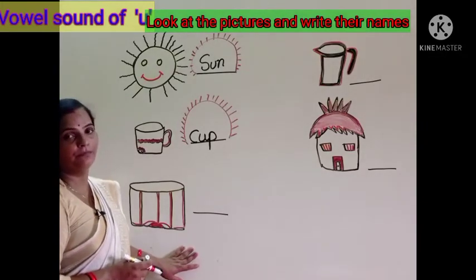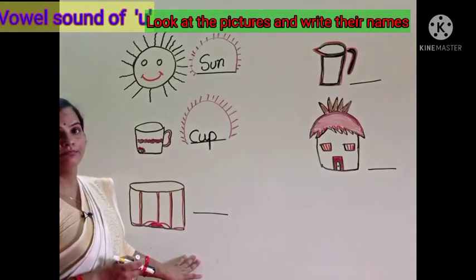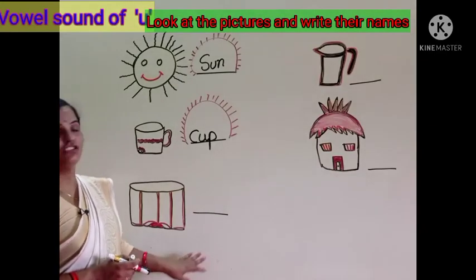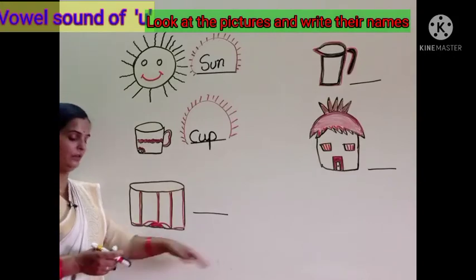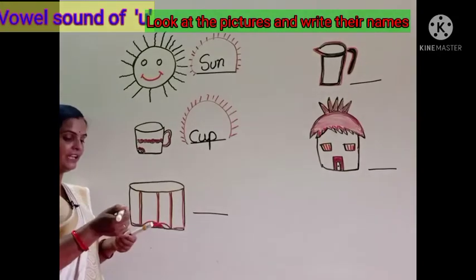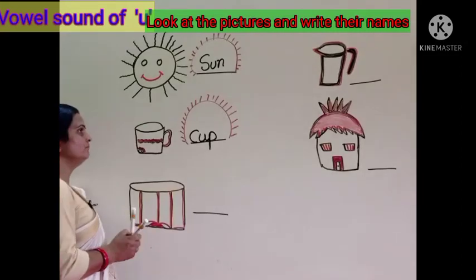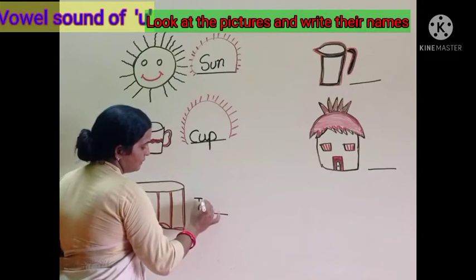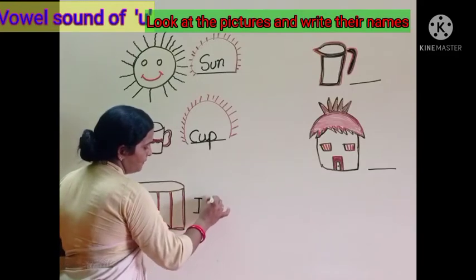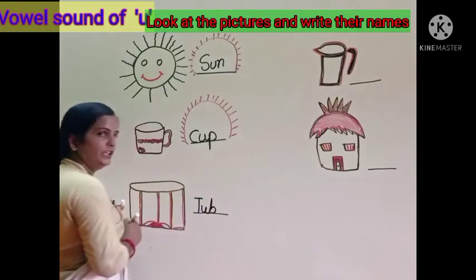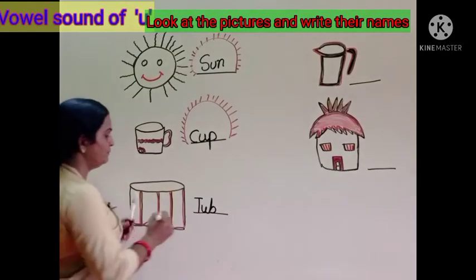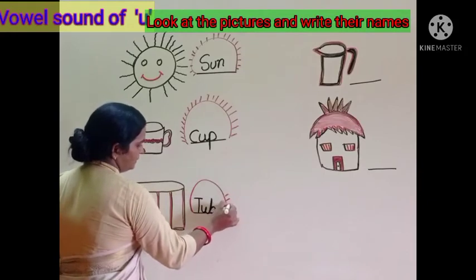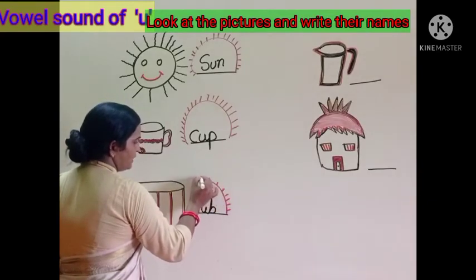What is the spelling of tub? T, U, B. T U B. So we will write the spelling of tub. T, U, B. Tub. The spelling of tub. T U B. Tub. Okay, students.